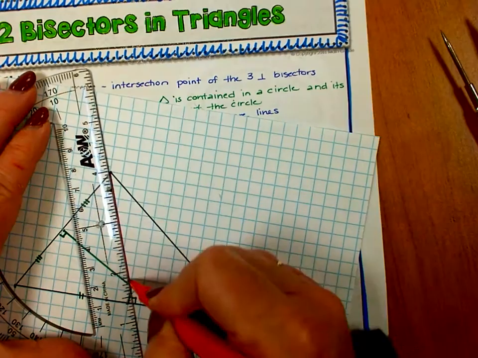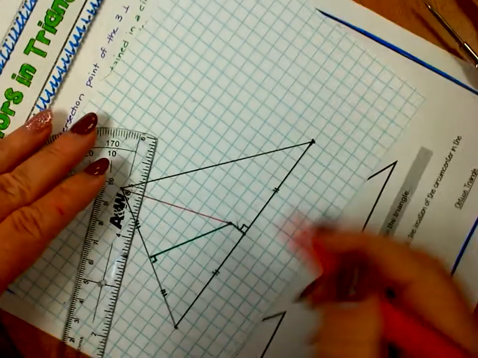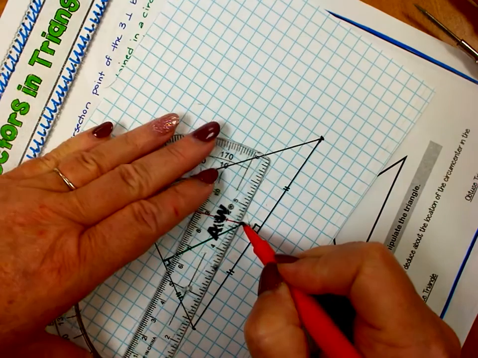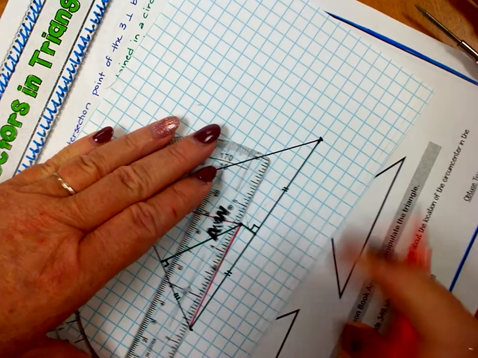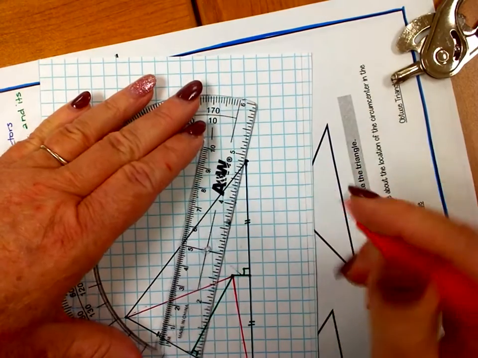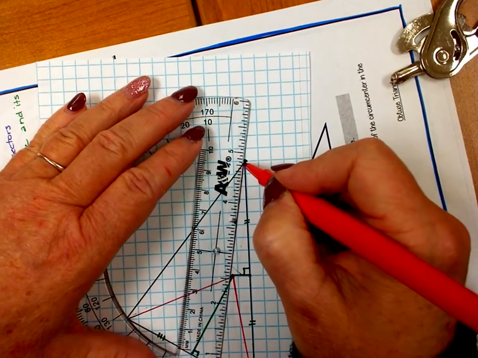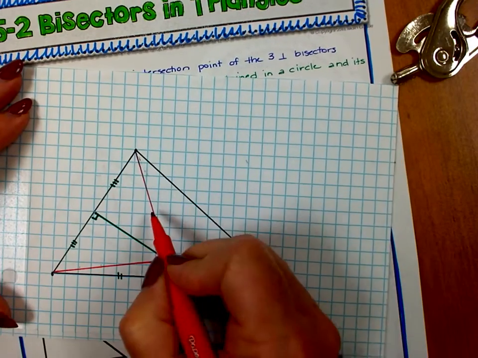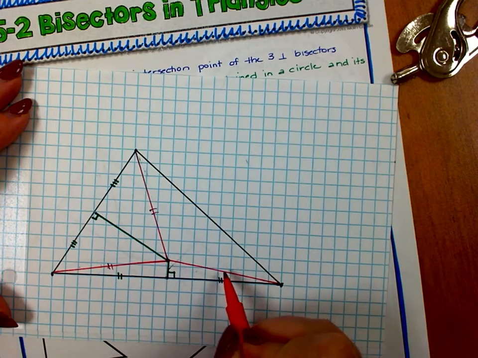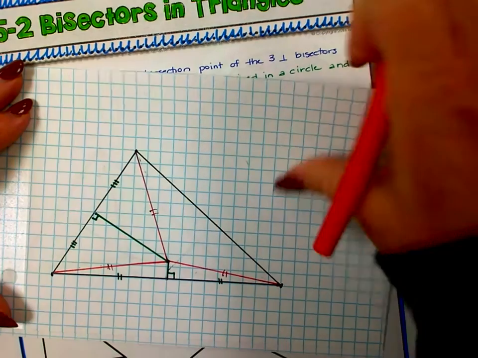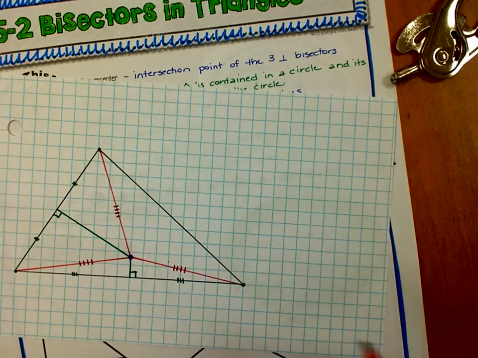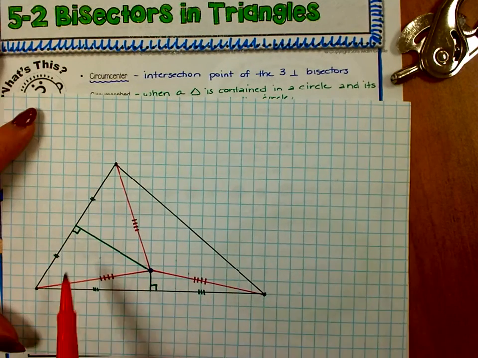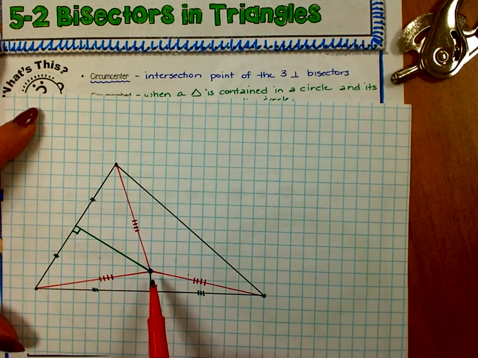So it looks kind of like this. So it goes from there, and then from the circumcenter to this vertex, and then finally from the circumcenter to this vertex. And each of those lines is going to be congruent. And so it looks like this. So these are our perpendicular bisectors.